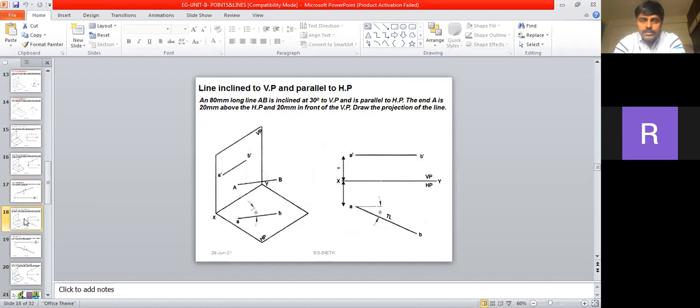See now, this is another important problem, the same problem as what we did now. A line 80 mm long, line length is 80, inclined 30 degrees to VP. They are saying VP, so we should draw below the XY line, with the angle 30 degrees. Now end A is 20 mm above HP and 20 mm in front of VP. As I told you, first I don't mark both points; I mark only one point. A dash point is 20 mm above HP, 20 mm in front of VP.